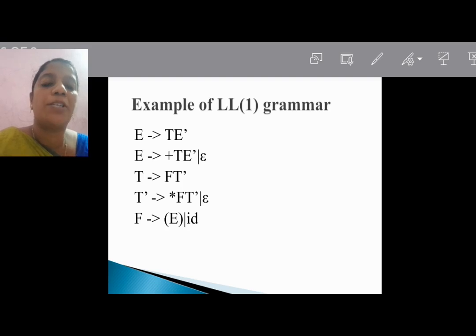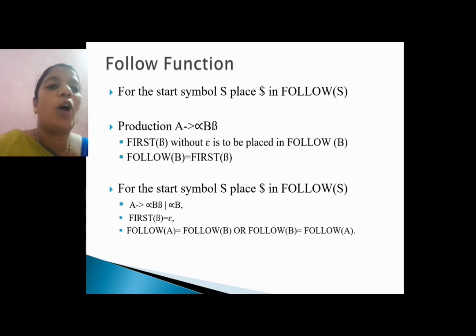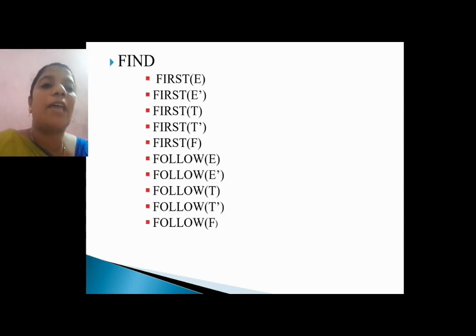If my question has 3 capital letters, then I have to find the first function and follow function for all 3 capital letters. So in the given question I can see capital E, capital T, F, E dash, T dash. So I have 5 capital letters. Then I have to find first and follow for all 5 things: for E, E dash, T, T dash, F. Again for follow: E, E dash, T, T dash, F.